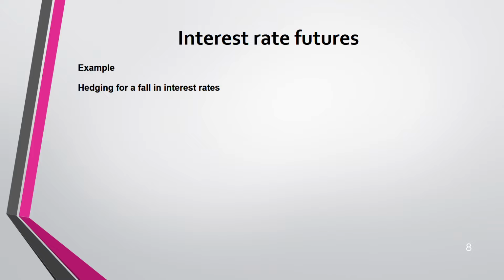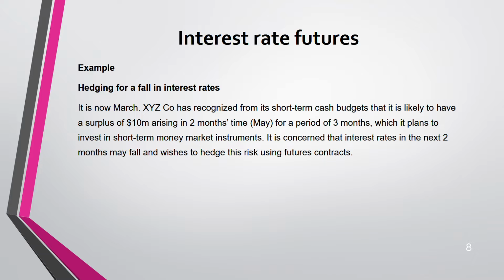Okay, now, so with example, first we are going to go through the fall in interest rate, then rise in interest rate. So hedge for fall in interest rate. Assume it is now March. This company called XYZ, they have recognized some short-term cash budget. They are assuming they are going to have a surplus in 2 months time of 10 million, in 2 months for a period of 3 months. This is how they write in interest rate.